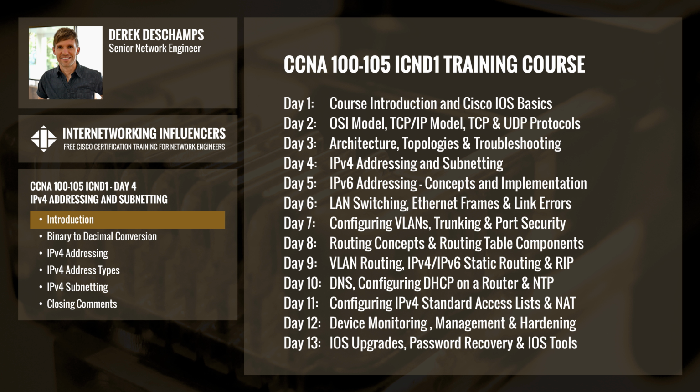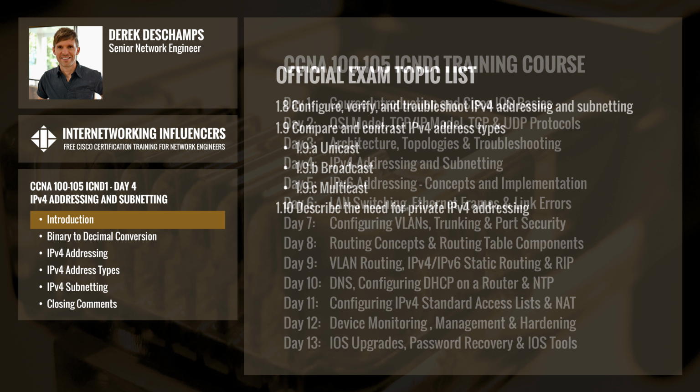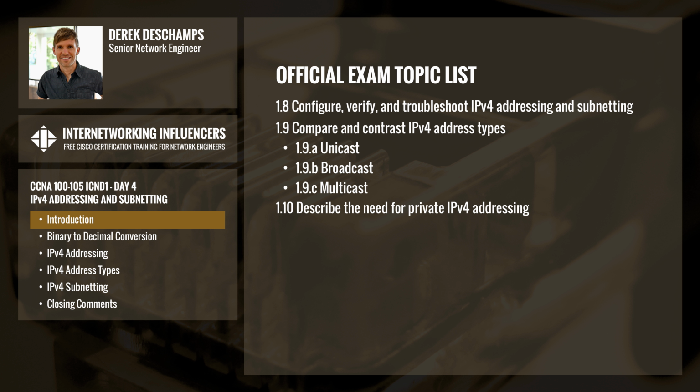The Internetworking Influencers CCNA 100-105 ICND1 training course is comprised of 13 videos, each focusing directly on a set of specific items on Cisco's official exam topic list. Today's episode will cover Item 1.8, Configure, Verify, and Troubleshoot IPv4 addressing and subnetting. Item 1.9, Compare and contrast IPv4 address types, including unicast, broadcast, and multicast. And Item 1.10, Describe the need for private IPv4 addressing. If you would like to have a look at Cisco's official exam topic list, I've included a link to it in the show notes.